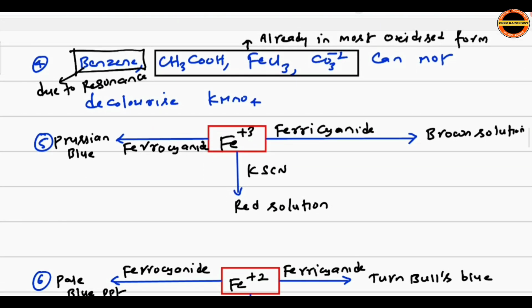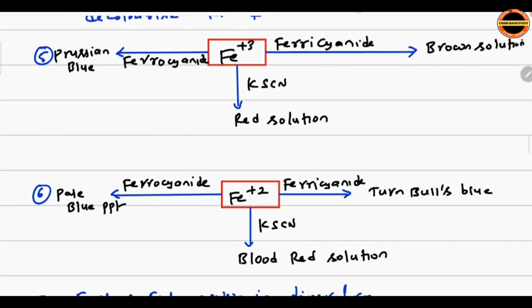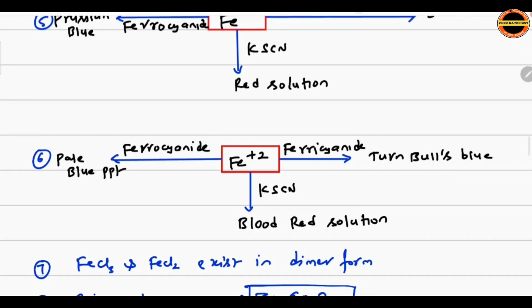See some important reactions here with Fe+3, the ferric ion. Whenever ferric ion reacts with ferricyanide, a brown solution is formed. Colors you have to remember. Whenever ferric ion reacts with potassium sulfocyanide, a red solution is formed. Ferric ion reacting with ferrocyanide solution forms Prussian blue. Fe+2 reacts with ferricyanide to form Turnbull's blue, that is the common name of the compound, and also its color.